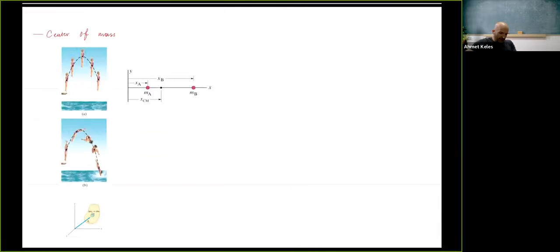Now I want to introduce something called center of mass. So far we have been treating masses as if they are point objects. You had a giant block and we just put a dot for this block and treated everything as a point object. If you had an extended object, we put a point for the center of mass.